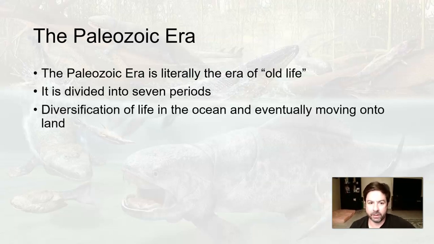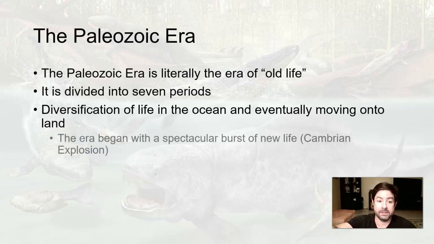The Paleozoic era is really a diversification of life in the ocean and then eventually moving on to land. Remember, towards the end of the Proterozoic eon, with the Ediacaran fauna, we started to get some soft-bodied organisms, finally some bigger things we could actually see. They're still small, floating around the ocean. But in the Paleozoic era, life really diversified in the ocean, and then eventually moved on to land, plants and animals.